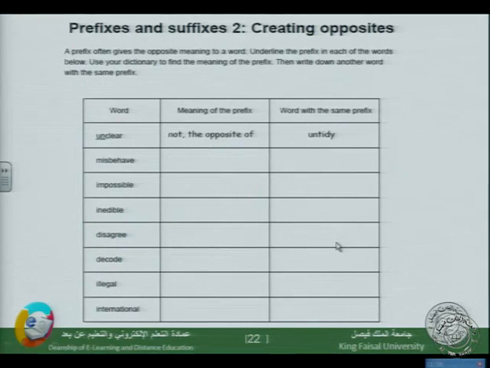Here also we have another exercise, prefixes and suffixes. You need to create the opposite. So do you remember the prefixes? Here we have done the first one. For example, the word unclear. Un means not, or the opposite of. And do you have another word that starts with the first prefix, like the word untidy, or maybe unimportant?